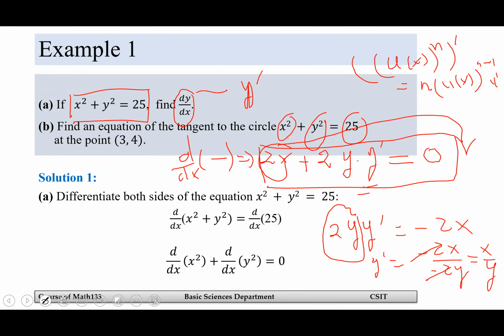Here, sorry, there is a mistake in this one. It's minus x over y, sorry. This one is, of course, minus x over y.